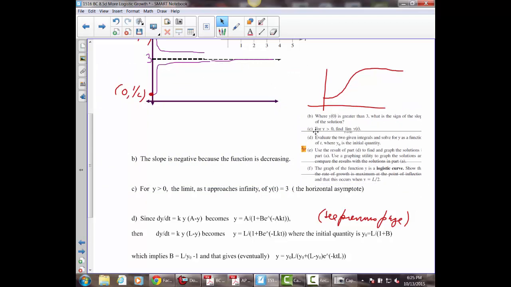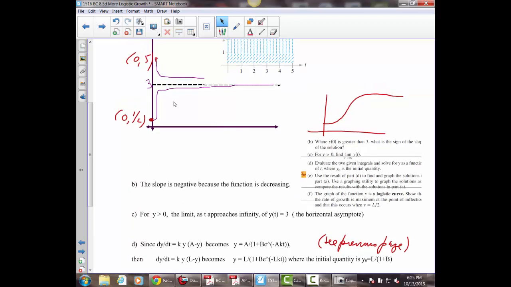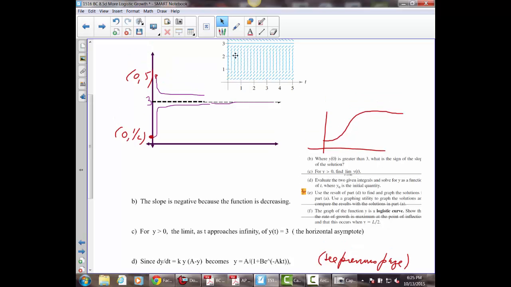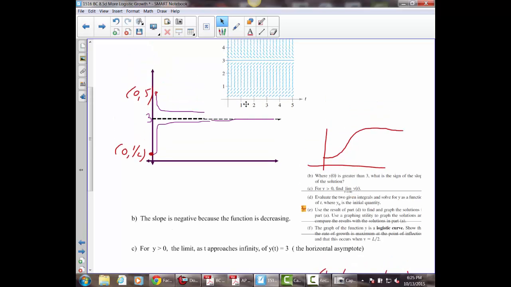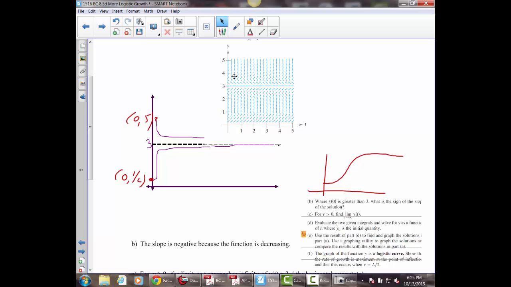Okay, so part B, where y of 0 is greater than 3. So y of 0 is bigger than 3 means at the top half, above this line right here. What is the sign of the slope of the solution? Well, as you can see in each case, these curves are decreasing, so the slope would be negative.